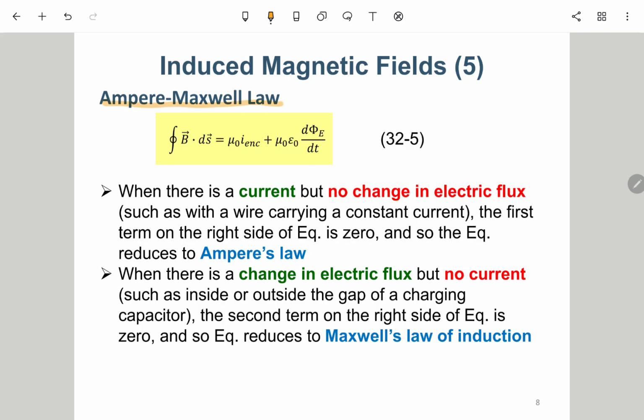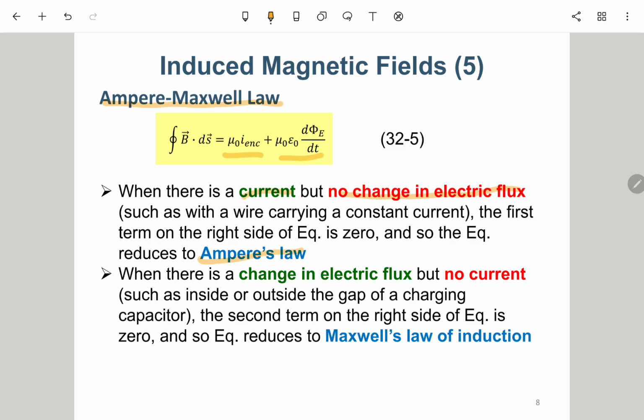So here we have both terms. How can we simplify it? It says when there is a current but no electric flux change, then the second term will turn to 0, and then it will be reduced to Ampere's law. And when there is a change in electric flux but no current, then the first term will be 0, and then it will be reduced to Maxwell's law of induction. So only the second term remains.